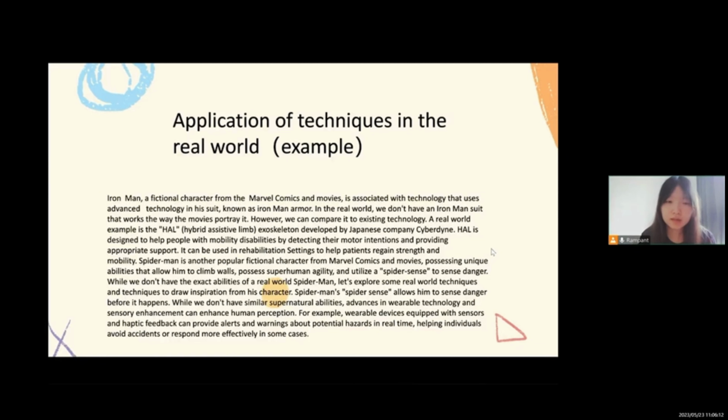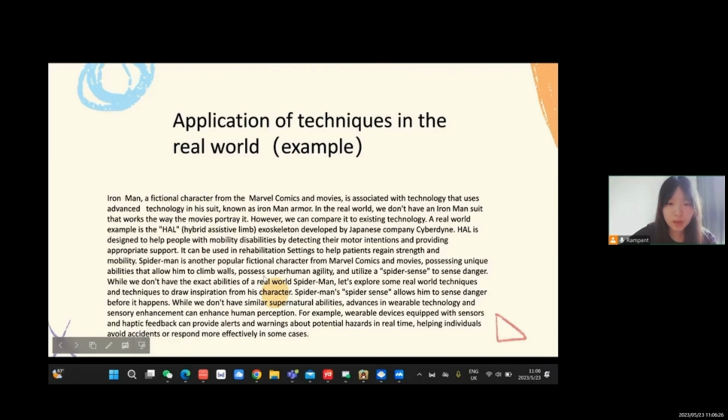Spider-Man is another popular fictional character from Marvel comics and movies, possessing unique abilities that allow him to possess superhuman agility and utilize a spider sense to sense danger. While we don't have the exact abilities of a real-world Spider-Man, let's explore some real-world techniques to draw inspiration from his character. Spider-Man's spider sense allows him to sense danger before it happens.